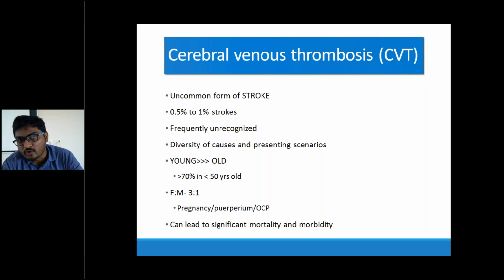What are the causes of stroke in men? Okay. Smoking, sir.